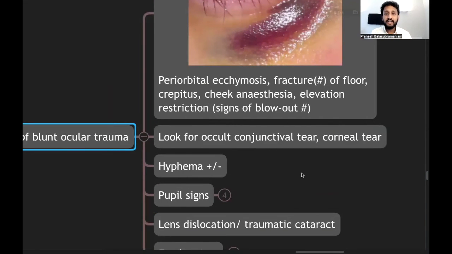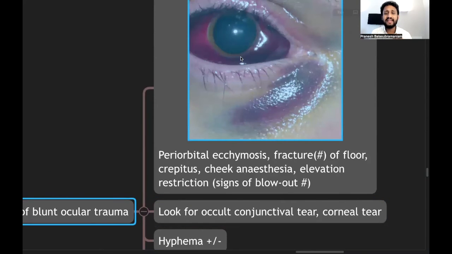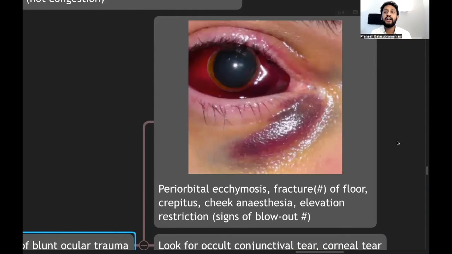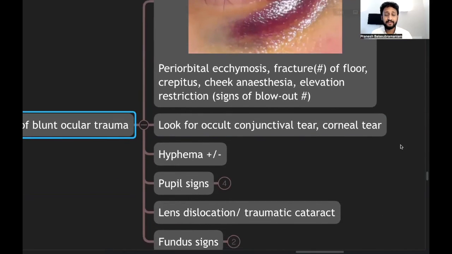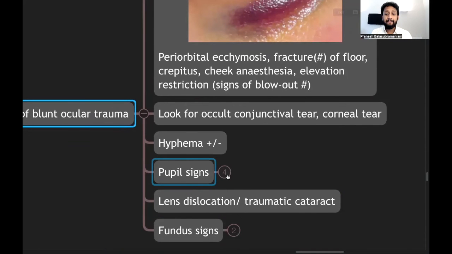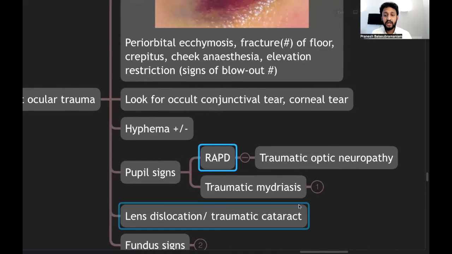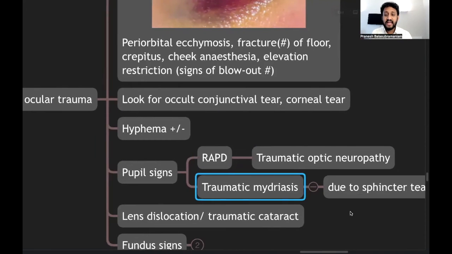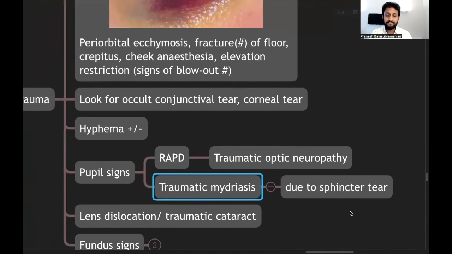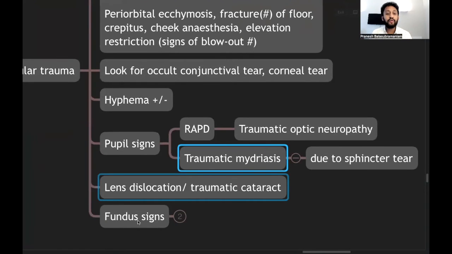Always look for any occult or hidden conjunctival tear or corneal tear, because with this hemorrhage, it may be very easy to miss them. Look for hyphemas, which may or may not be there. Pupil signs: the patient can have a relative afferent pupillary defect if there is an associated traumatic optic neuropathy. The patient can have a traumatic mydriasis if there is an associated sphincter tear. Look for any lens dislocation or cataract, and look for fundus signs.